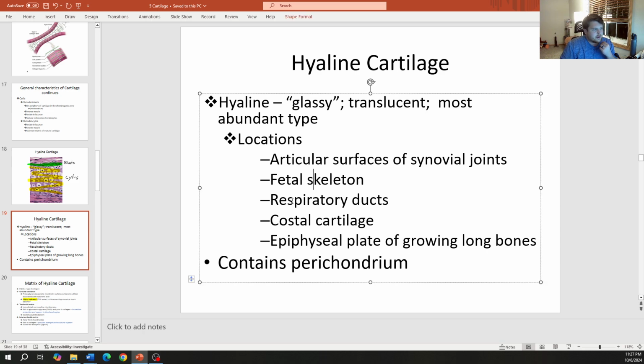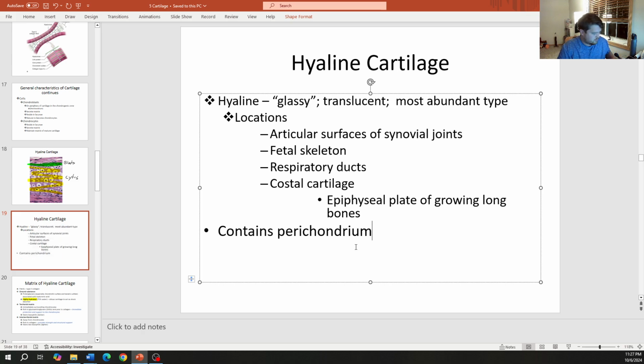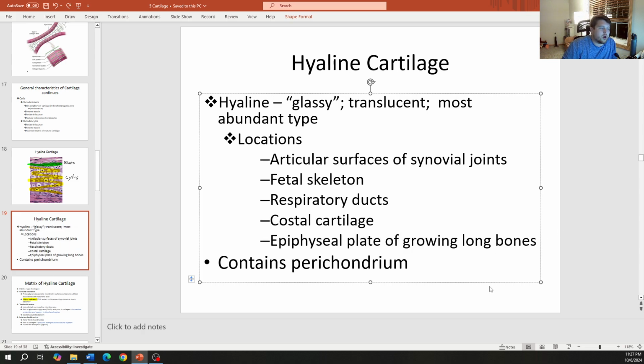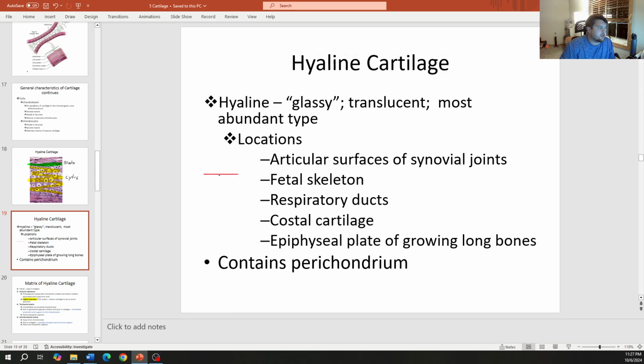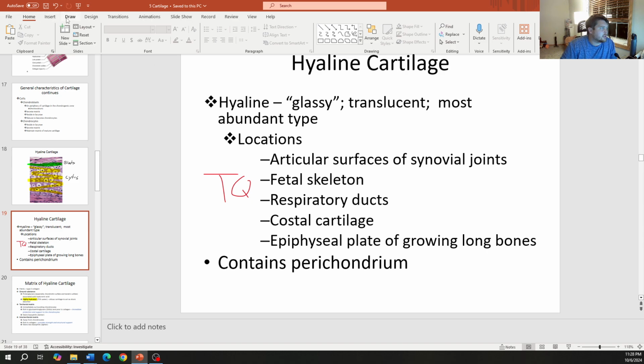Hyaline cartilage is also found in the respiratory ducts, in the costal cartilage, and the epiphyseal plate of growing long bones. This is a list, a beautiful list, easy to make test questions from. So make sure that you spend a little bit of time. Make sure that you know where these are located and some of the most important things about them.